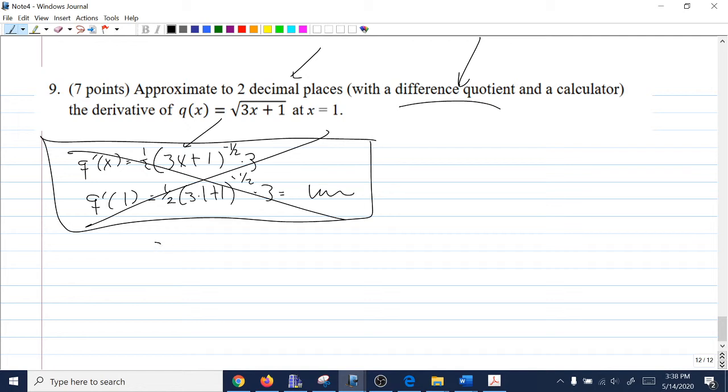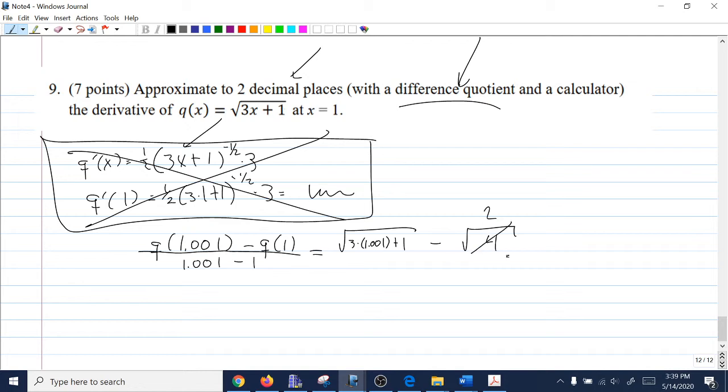So I need what is q of some number close to 1. Let's go with 1.001: q of 1.001 minus q of 1, divided by 1.001 minus 1. This is the square root of 3 times 1.001 plus 1, minus what is q of 1? q of 1 I can do. Square root of 3 times 1 plus 1 is 4. The square root of 4 is 2.